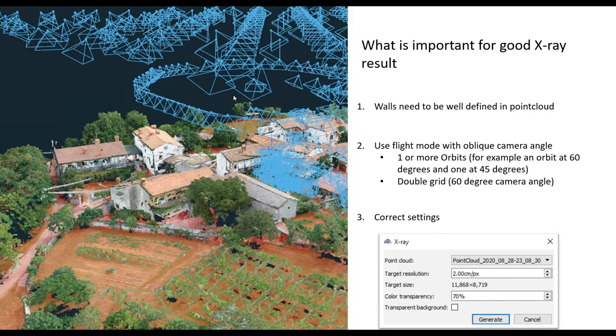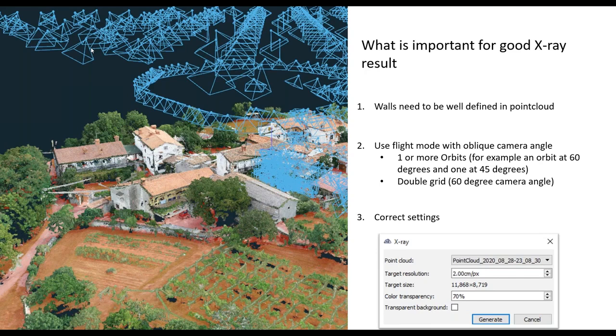Obviously it will be very important that we have walls defined pretty well. We need to have a point cloud created so that the walls of objects will be seen. For that, we need to have some flights with oblique camera angles. One or two orbital flights should be enough.